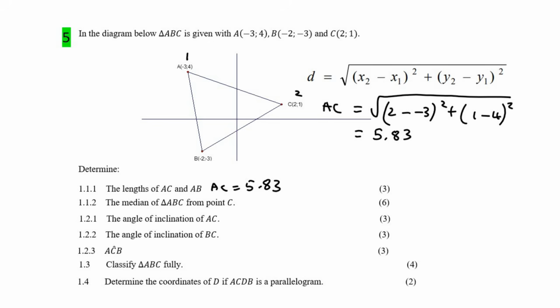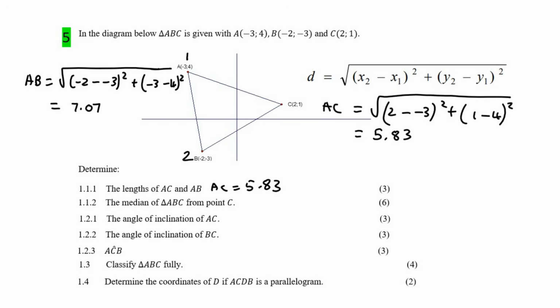Then we're going to do the distance of AB. So I'm going to use that as my point number 1, and I'll use that as my point number 2. And I'm actually going to write it over here. And so if you fill in the formula, it's going to be minus 2 minus 3 plus minus 3 minus 4. And if you calculate that, you get 7.07.